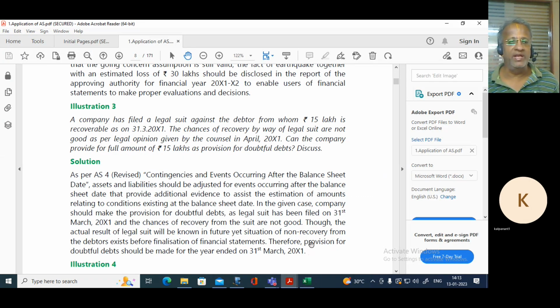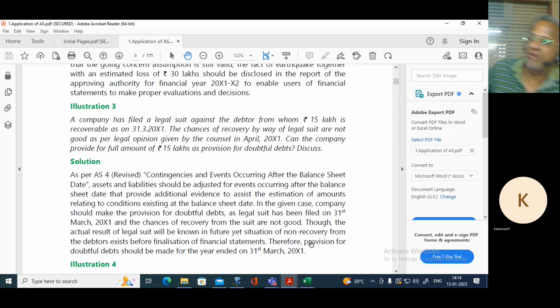A company has filed a legal suit against the debtor from whom 15 lakhs is recoverable on 31/3. The chances of recovery by way of legal suit are not good as per legal opinion by the counsel by April. Can the company provide for the full amount of 15 lakhs as provision for bad and doubtful debts? So the legal opinion is the event. They have not conveyed the date of approval, so we will assume the date of approval is later only. Therefore, it is an event occurring after balance sheet date.